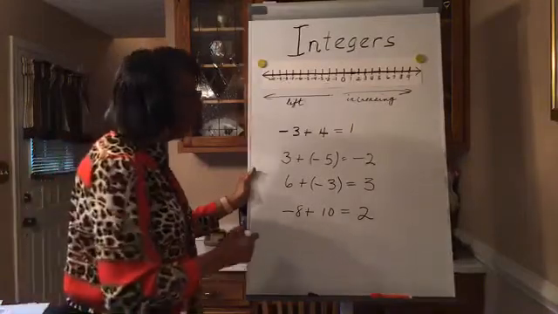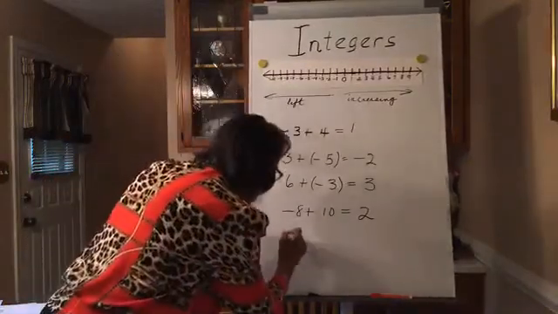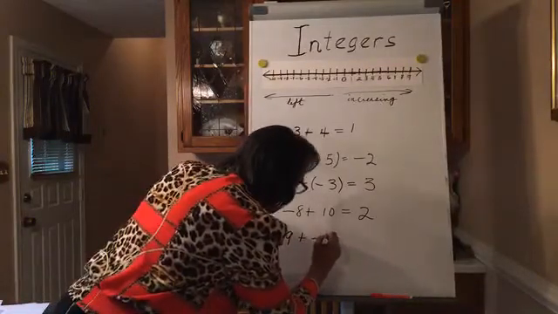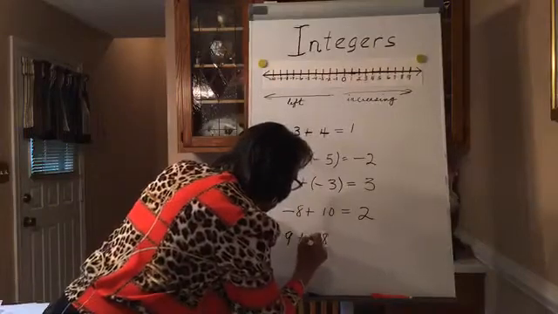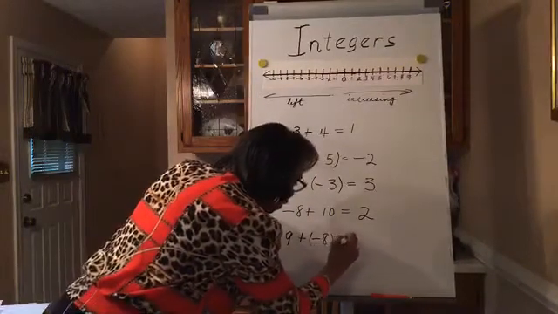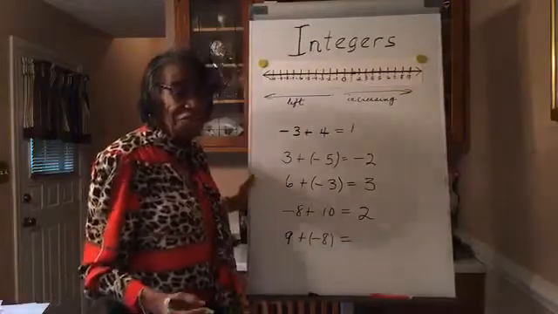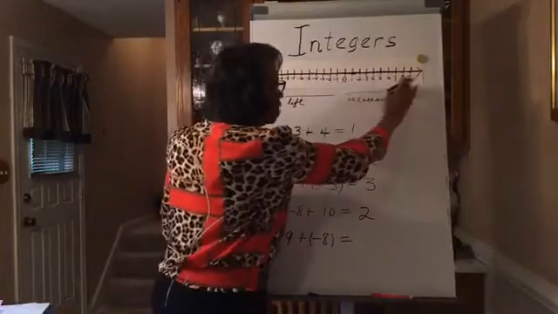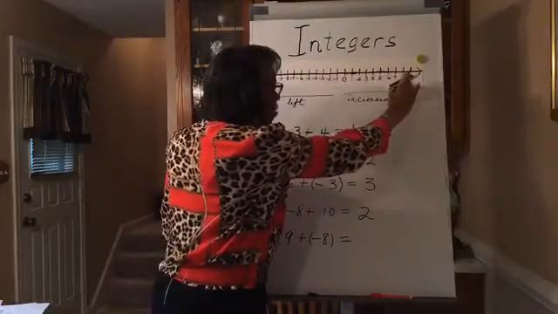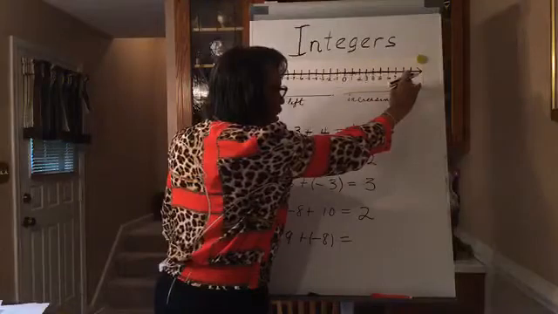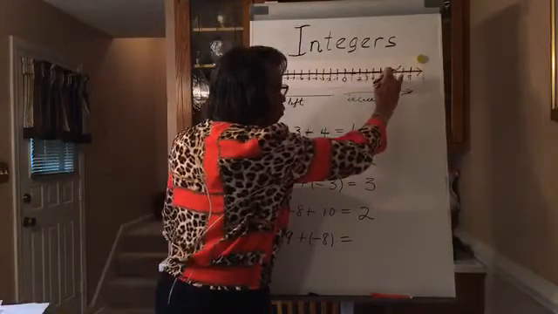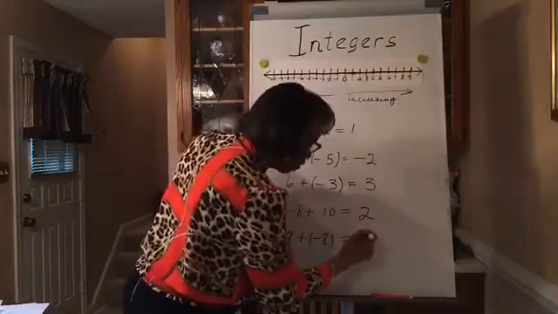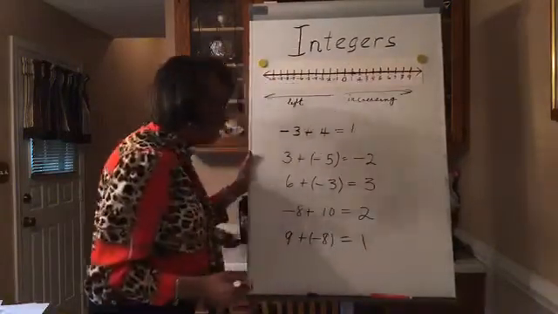All right, let's do 9 plus negative 8. All right, how many of you can already write that answer down? Okay, let's go from 0 to positive 9. Then we go 8 steps in the negative direction. 1, 2, 3, 4, 5, 6, 7, 8. The answer is positive 1.